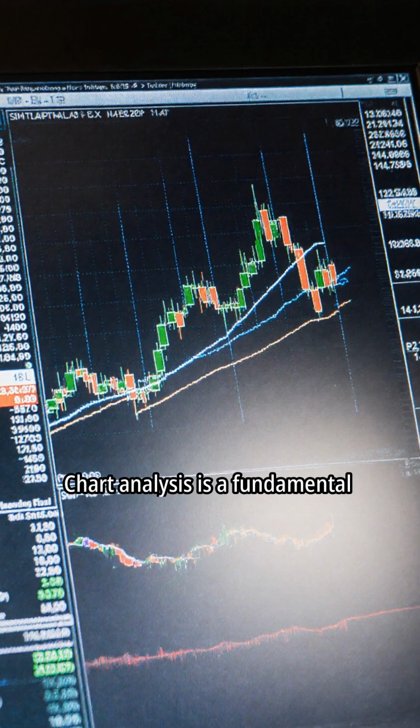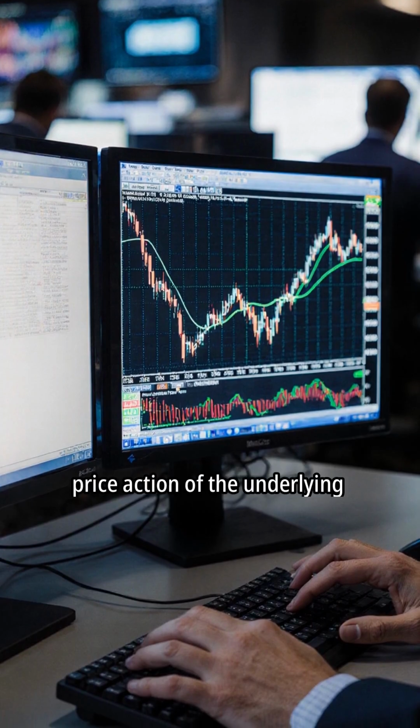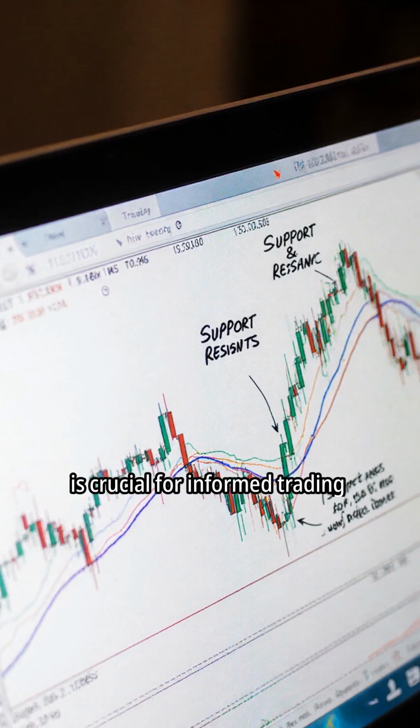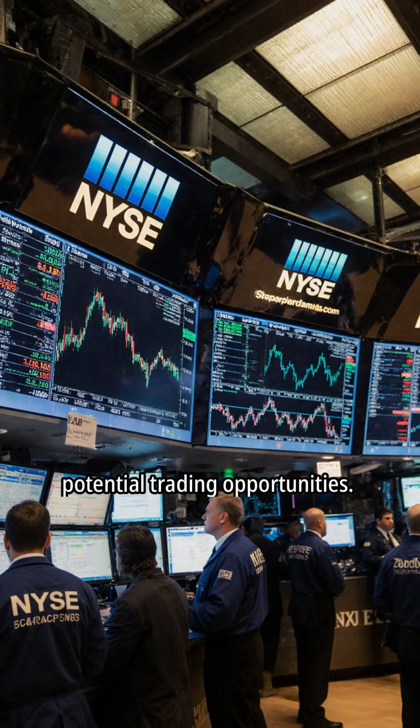Chart analysis is a fundamental practice for traders. Traders begin by examining the chart to interpret the price action of the underlying stock. Understanding price action is crucial for informed trading decisions. This analysis helps in identifying potential trading opportunities.